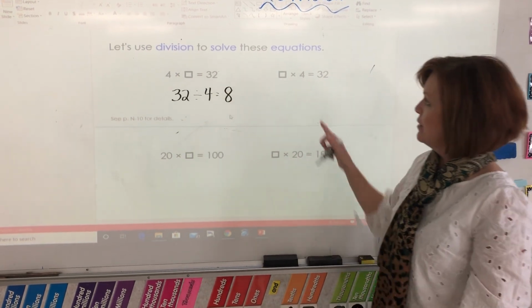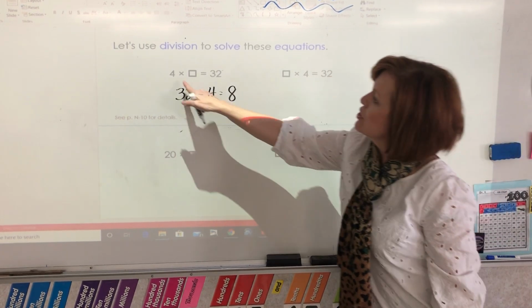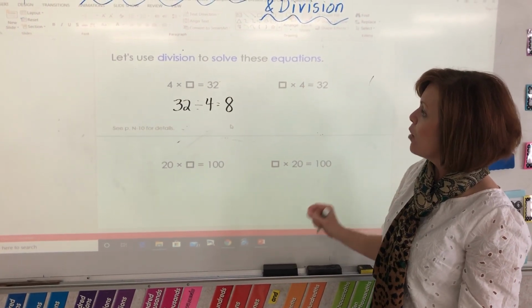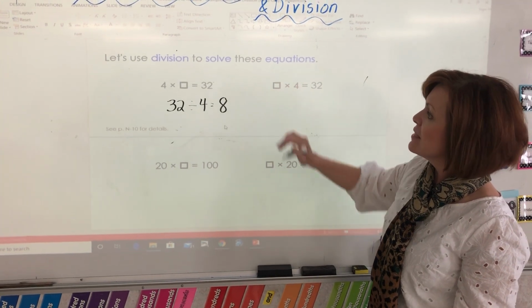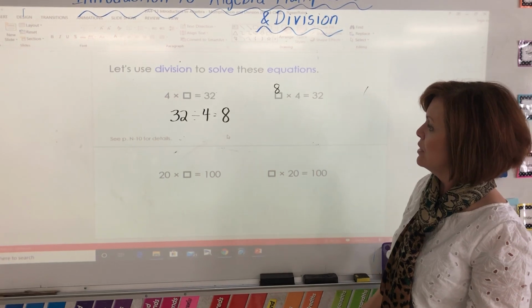What about this one? Something times 4 equals 32. That's just like this one, but in a different order. Well, because of the commutative property, the answer is the same. 4 times 8 is 32, and 8 times 4 is 32.